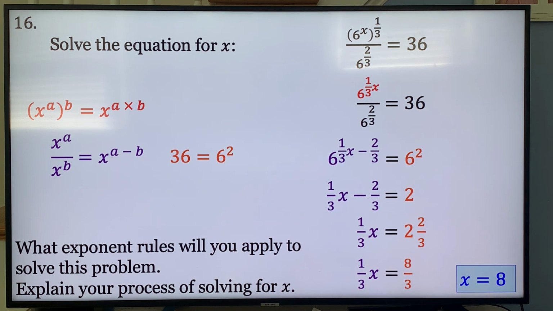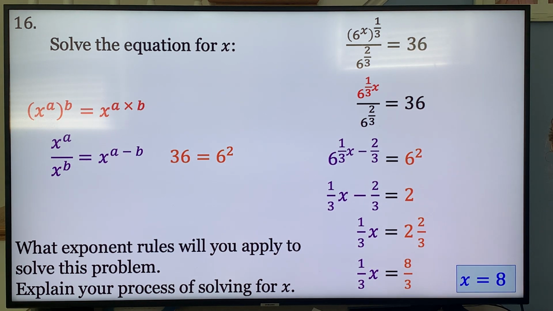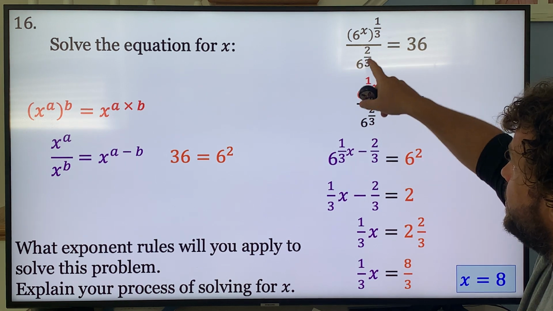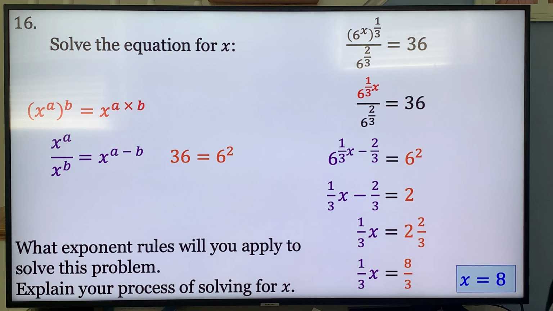And there you go. If you don't believe me, why don't you plug in your answer? 6 to the 8/3, so that would be 6 to the 6/3, 6 squared. 6 squared is 36. There you go, you can plug in your answer to check.